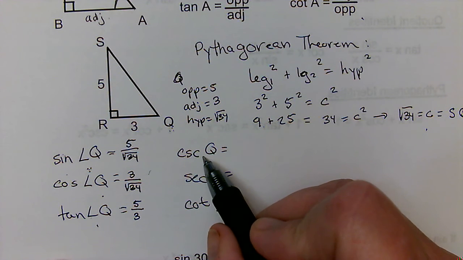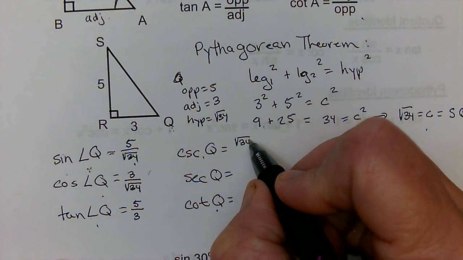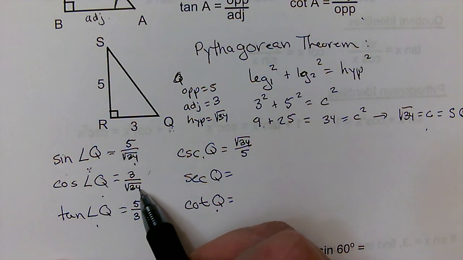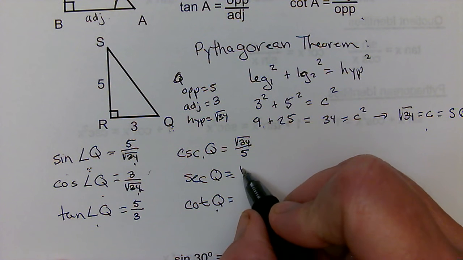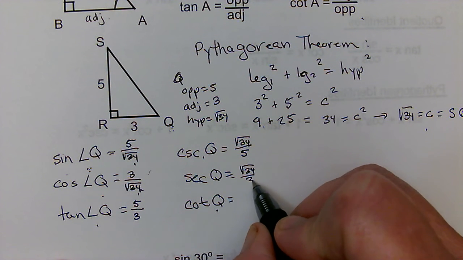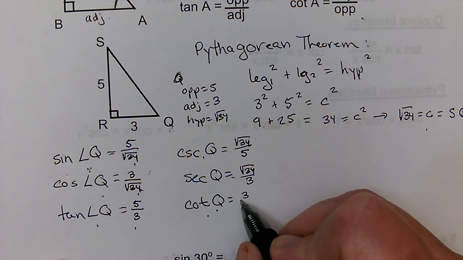The cosecant is the reciprocal of sine, so that's going to be the square root of 34 over 5. The secant is the reciprocal of cosine, so that's going to be the square root of 34 over 3. And the cotangent is going to be the reciprocal of the tangent, so that's 3/5.